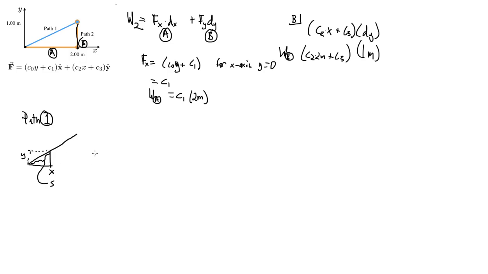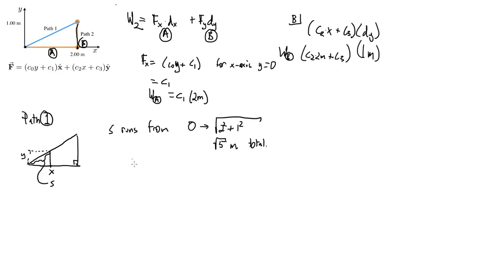And we know a lot about s, especially in relationship to x and y, because it's a fixed line. All the way out here, I know that if I go 2 meters in the x direction, I go 1 meter in the y direction, and s runs from 0 to the square root of 2 squared plus 1 squared, which is equal to root 5. So the displacement along the path is root 5 meters total.